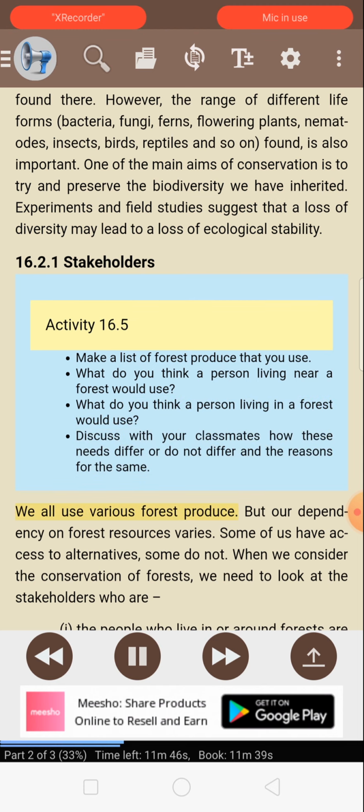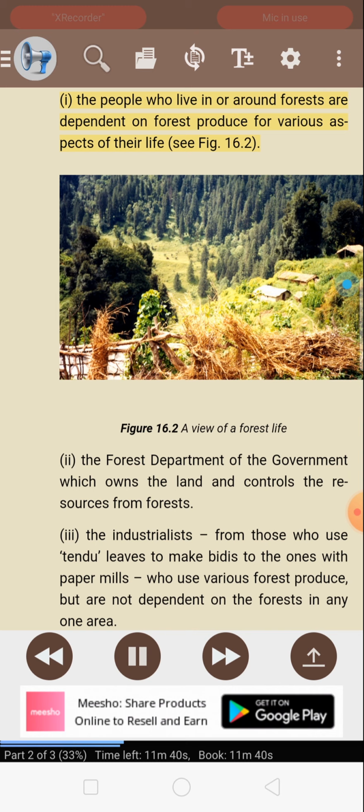We all use various forest produce, but our dependency on forest resources varies. Some of us have access to alternatives, some do not. When we consider the conservation of forests, we need to look at the stakeholders who are involved. I. The people who live in or around forests are dependent on forest produce for various aspects of their life. See Figure 16.2. Figure 16.2 A view of the forest life.